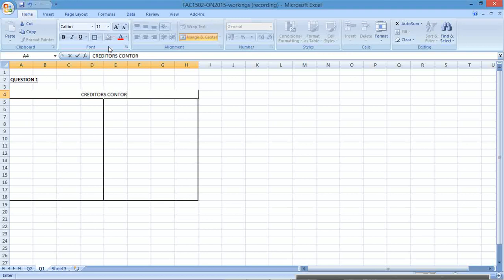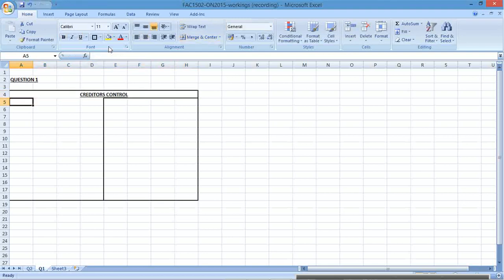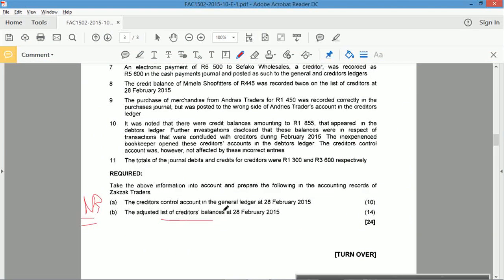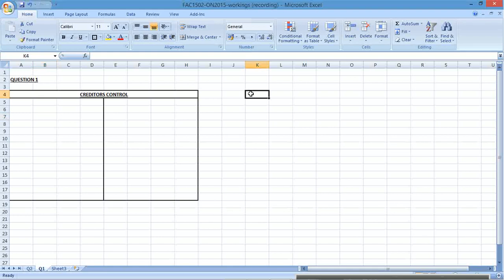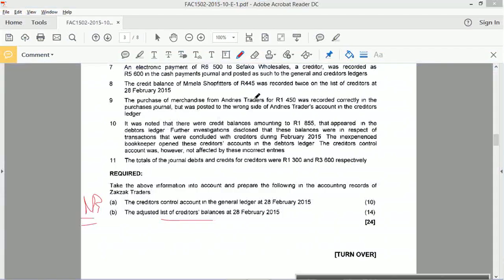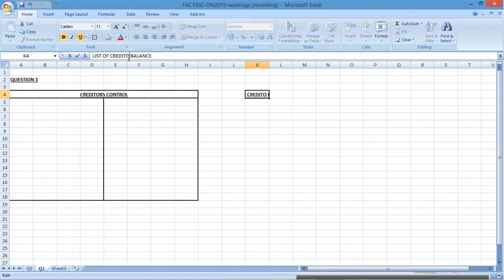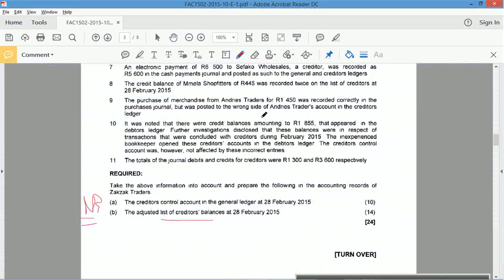Creditor's control. And then adjusted list of credit balances, or creditors balances. This is basically what they call the creditors ledger. They should have just called it that. Creditors ledger, so a list of your individual creditors.